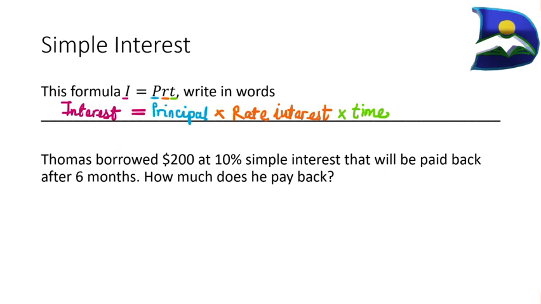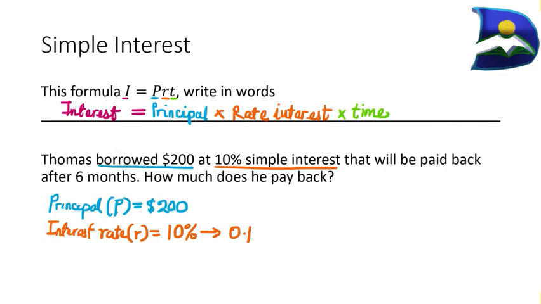That will be paid back after 6 months. So take note that this is not up to 1 year, and we know that for 1 year it is 1. If it's less than 1, you have any value that is between 0 and 1. So if you look at what is borrowed, how much money, in this case it is $200, which is the principal. And in this next part, we have 10% simple interest, which is the rate. The rate is actually 10%.